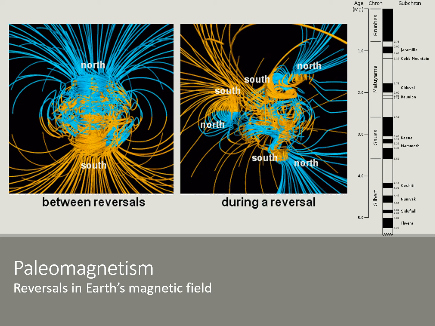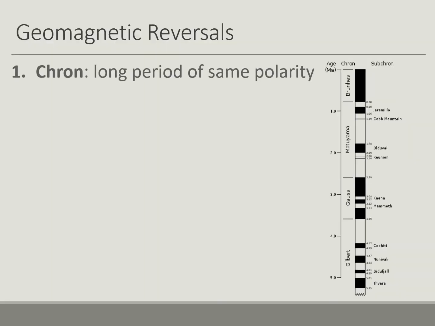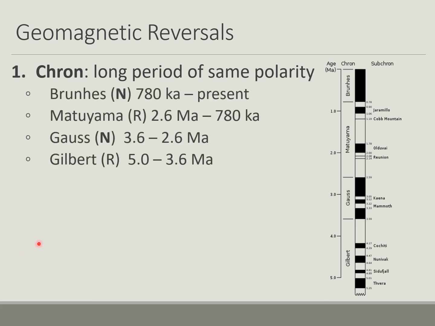So this always blew my mind, but over Earth's geological history, the Earth's magnetic field has flipped back and forth for reasons that are still not quite understood. Right? These are geomagnetic reversals. And here we have what are called crons. So these are long periods of the same polarity. For example, right here are the four most recent crons.